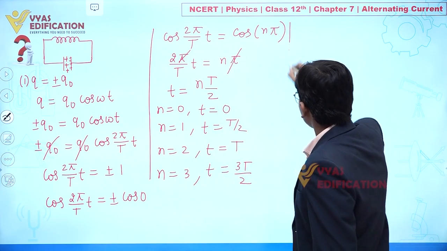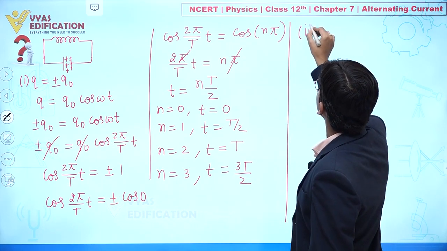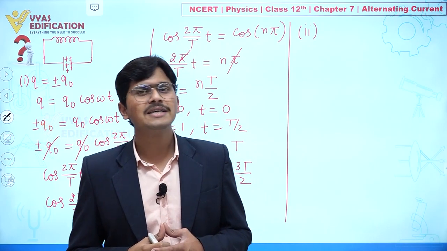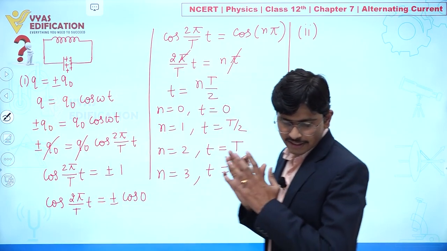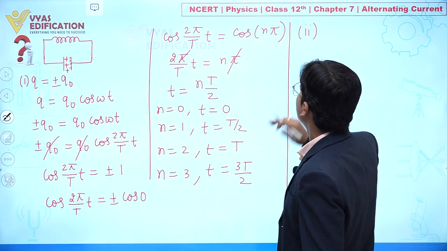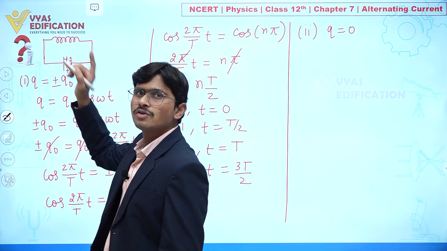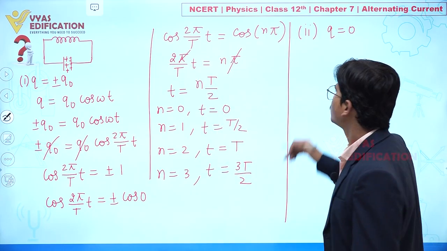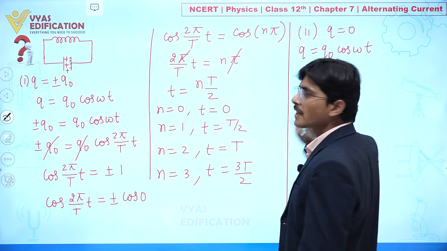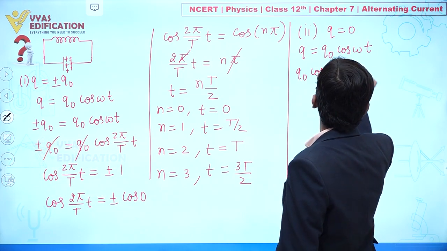Clear to everyone? Now if I talk about part number second, we have to find the time at which all the energy stored is magnetic energy. So my objective here is to find the magnetic energy. How can we find it? Whenever all the energy is magnetic energy, the charge stored in the capacitor is 0. So the general expression is Q equal to Q naught cos of omega t, and this value of Q is 0. So Q naught cos of omega t is equal to 0.